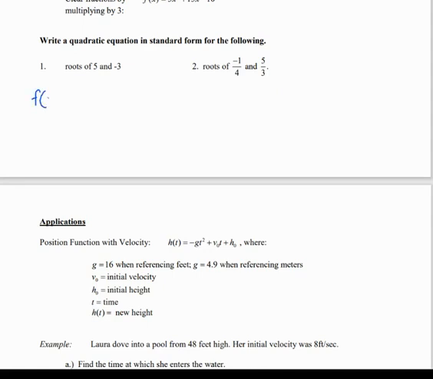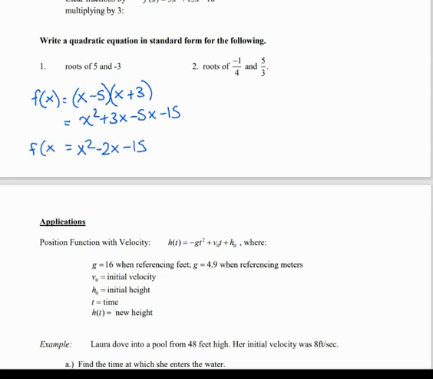So to get a positive 5, I really need to have the factor of x minus 5. And to get a negative 3, I really need to have the factor of x plus 3. Because if I set those to 0, x minus 5 would give me positive 5, and x plus 3 I would subtract and get negative 3. Now we want that in standard form, so I FOIL and combine my like terms. And there's your solution. Give number 2 a shot.